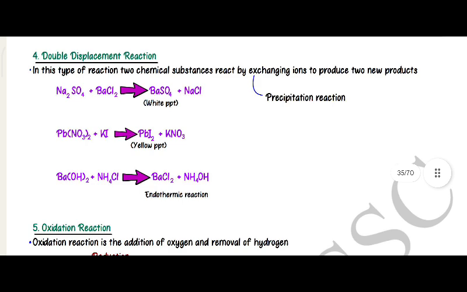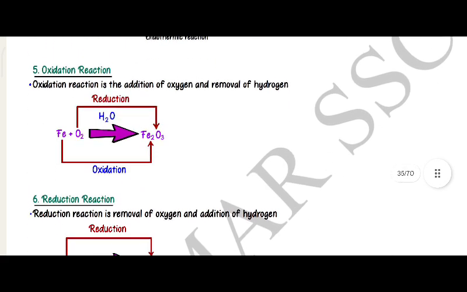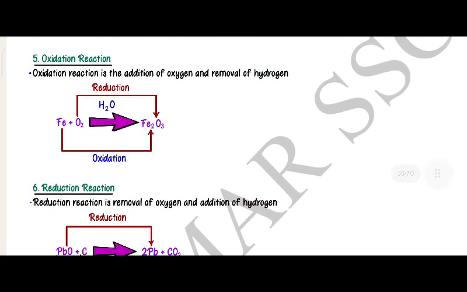Sodium sulfate plus barium chloride gives barium sulfate plus sodium chloride. Barium sulfate is a white precipitate. Lead nitrate plus potassium iodide gives lead iodide plus potassium nitrate. Lead iodide is a yellow precipitate. Barium hydroxide plus ammonium chloride gives barium chloride plus ammonium hydroxide. Endothermic reaction. Oxidation reaction is the addition of oxygen and removal of hydrogen.